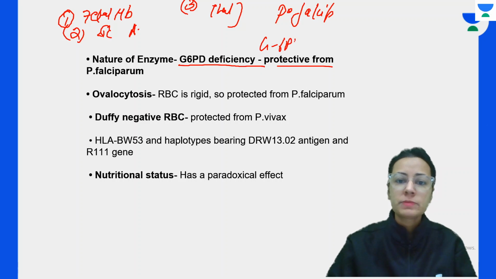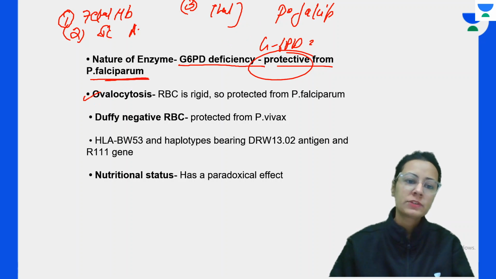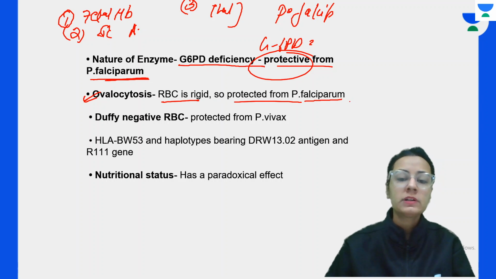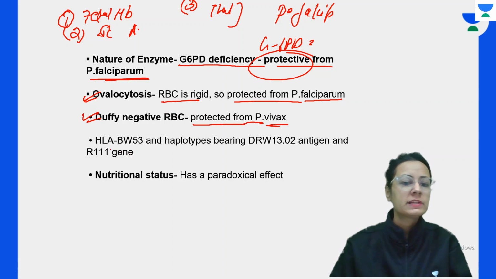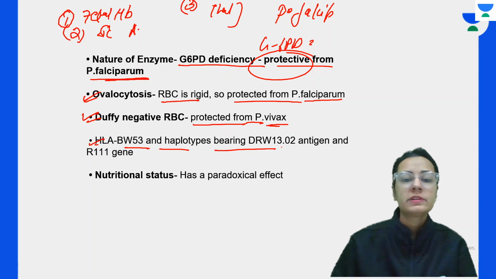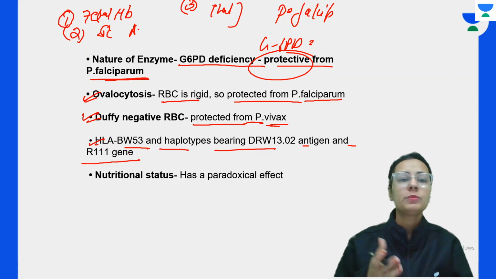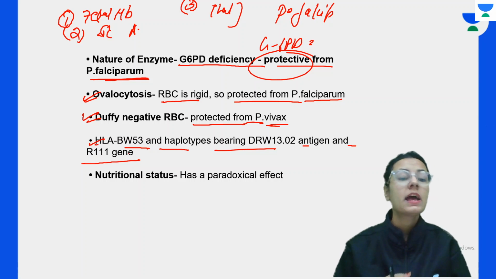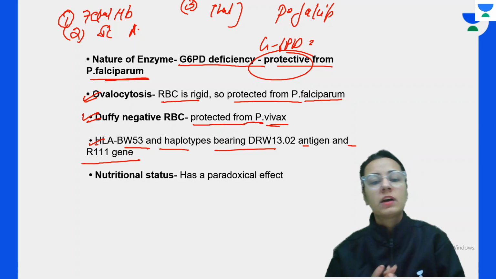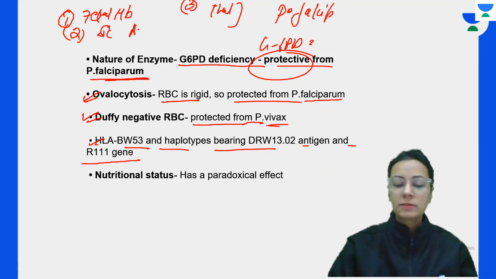Then we have G6PD deficiency, which is also protective from Plasmodium falciparum. Ovalocytosis, where the RBC is rigid, is protective from Plasmodium falciparum. Duffy negative RBCs are protected from Plasmodium vivax. Nutritional status has a paradoxical effect, and HLA-BW53 and haplotypes bearing the DR13 antigen and the R11 gene are also protective. So we have fetal hemoglobin, sickle cell anemia, thalassemia, G6PD deficiency, ovalocytes, and Duffy negative RBCs. Malnourished people have a paradoxical effect and are somewhat protected against malaria.